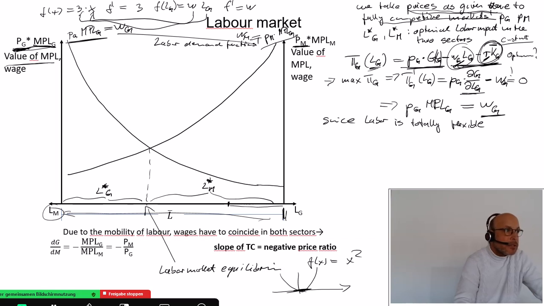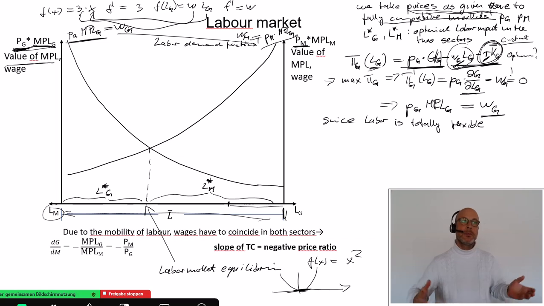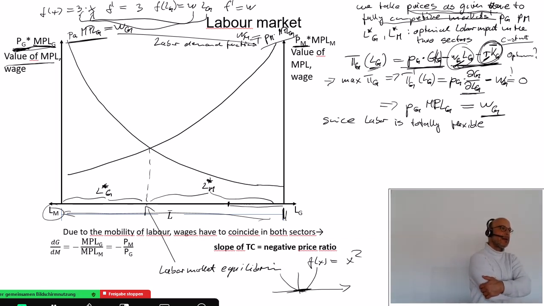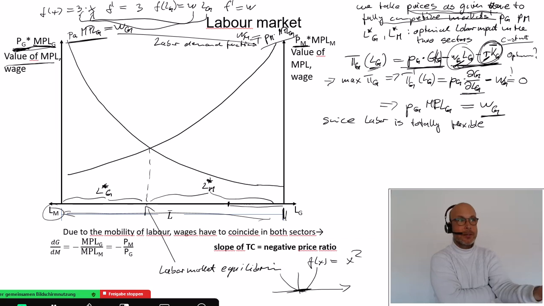Think of yourself. You have the possibility, due to your abilities, to work in both sectors. In one sector, you obtain 25 euros per hour. In the other sector, you obtain 30 euros per hour. Where do you work? Of course, and in equilibrium, what does this mean for the wages in the two sectors? Since the other sector, which is paying less, of course, wants to be attractive for the workers.